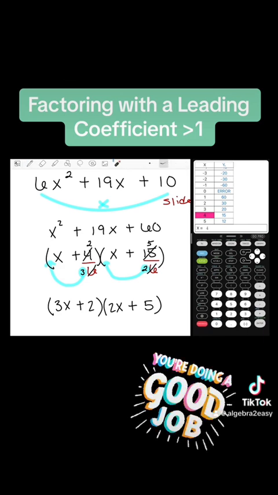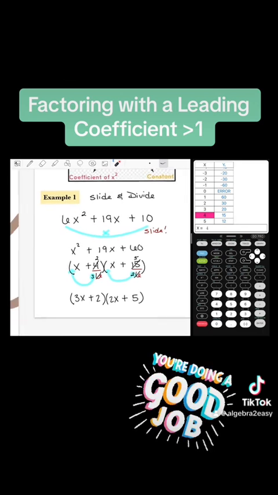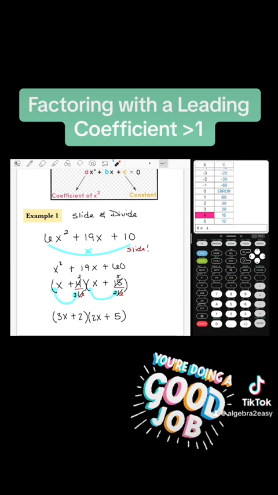And just a really quick check: 3x times 2x gives me 6x squared. 2 times 5 gives me 10. And if you want to check the middle number, we could FOIL it all out and make sure that it adds to give me 19x in the middle. But again, this is what we call slide and divide.